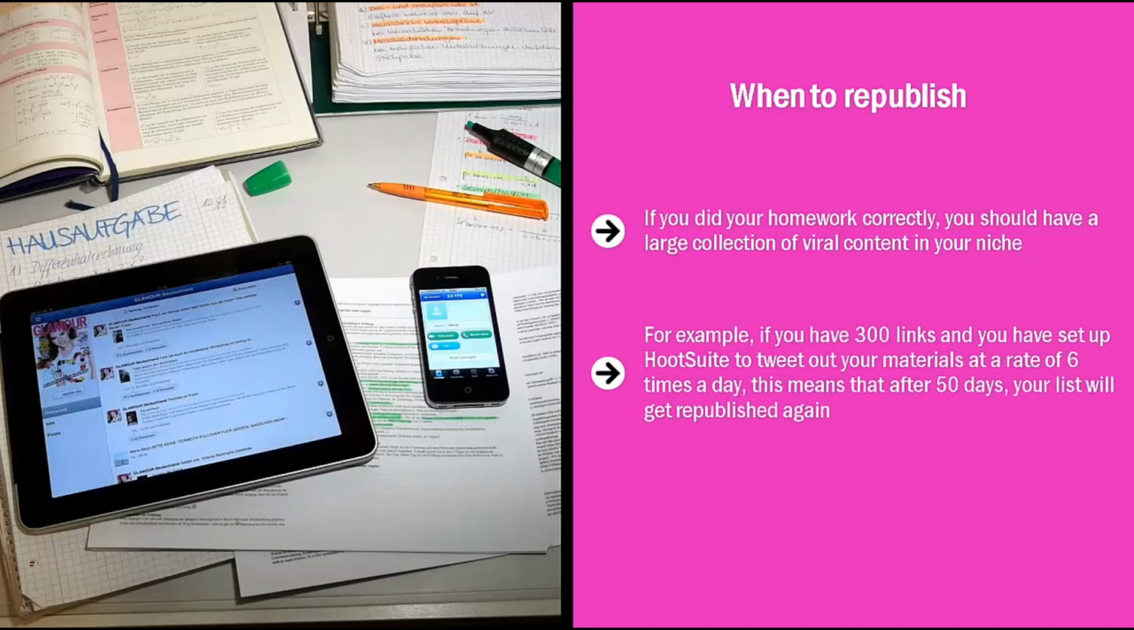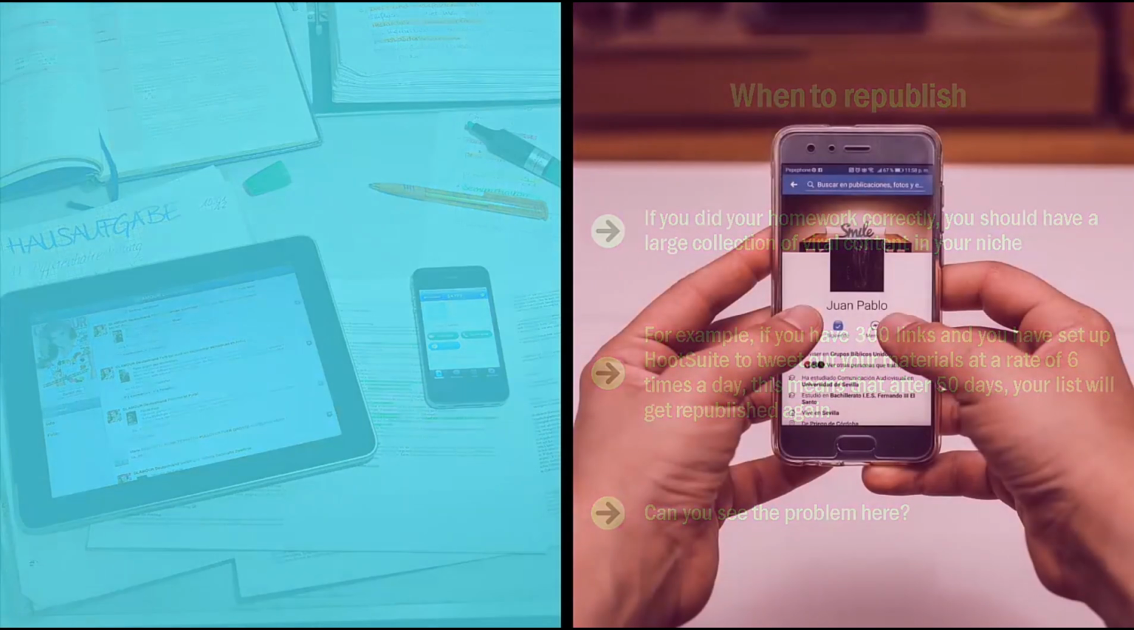For example, if you have 300 links and you have set up Hootsuite to tweet out your materials at a rate of 6 times a day, this means that after 50 days, your list will get republished again. You may want to tweet more frequently, like 12 times a day, and this would cut down your republish date to 25 days. Can you see the problem here? You're probably going to lose followers if it becomes obvious to them that you're just recycling the same content over and over. This is why I suggest that you get a huge amount of content so that even if you are publishing at a very frequent clip, every single day, your republication is not going to look obvious.